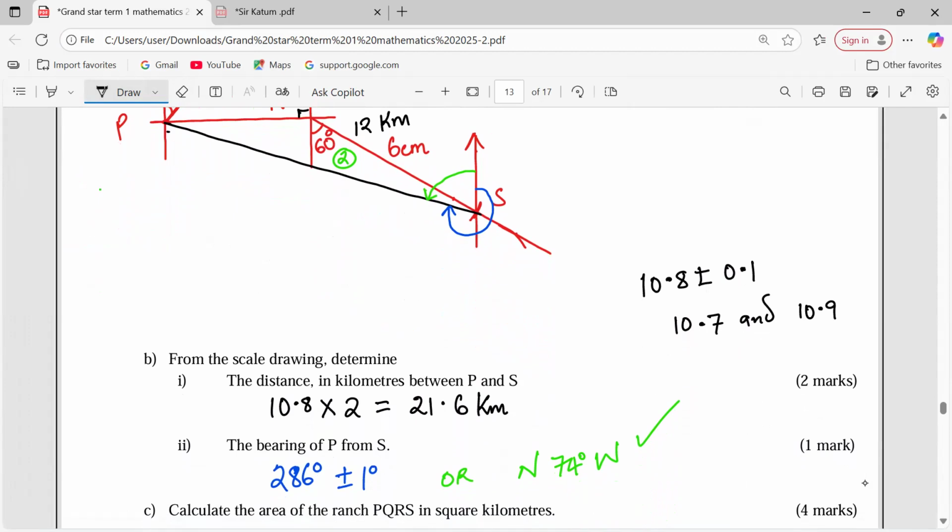Then from P to S, we have 21.6. Then the angle between them is known. Remember the whole angle there. This is a 60. The whole of it is 74. So this is 14 degrees.